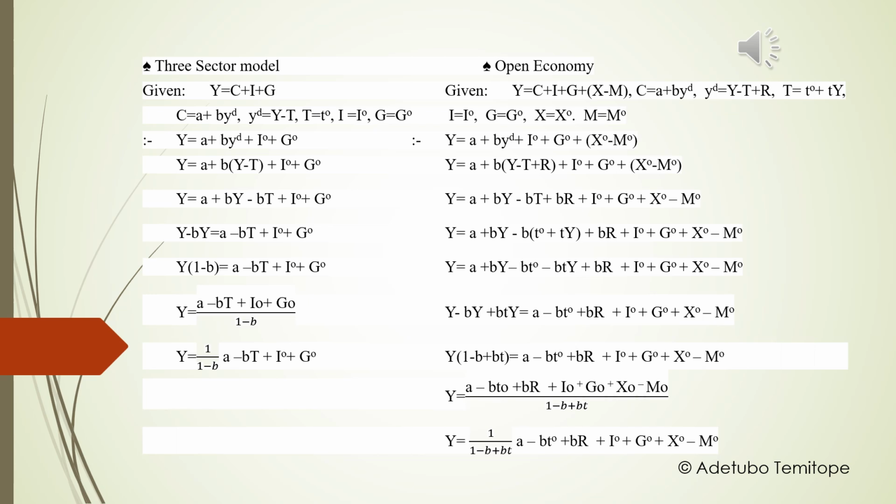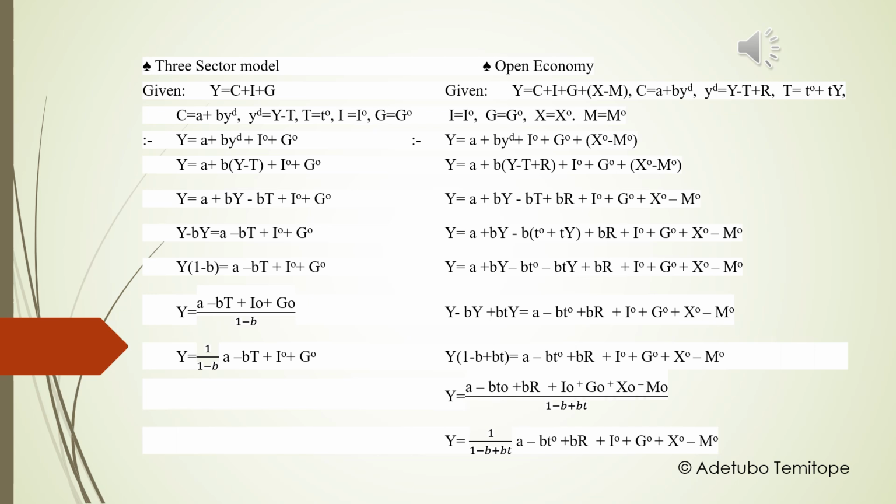When you substitute your disposable income into the model, we have Y equals a plus b open bracket Y minus T close bracket plus I naught plus G naught. When you open the bracket, we have Y equals a plus bY minus bT plus I naught plus G naught. When you collect like terms, we have Y minus bY equals a minus bT plus I naught plus G naught. So on the left hand side, when you factor out Y, we have Y open bracket 1 minus b close bracket equals a minus bT plus I naught plus G naught.